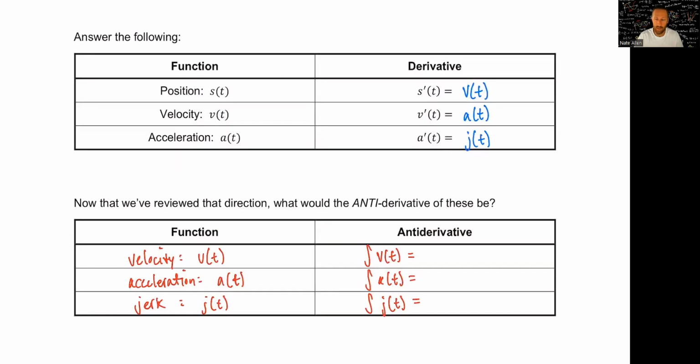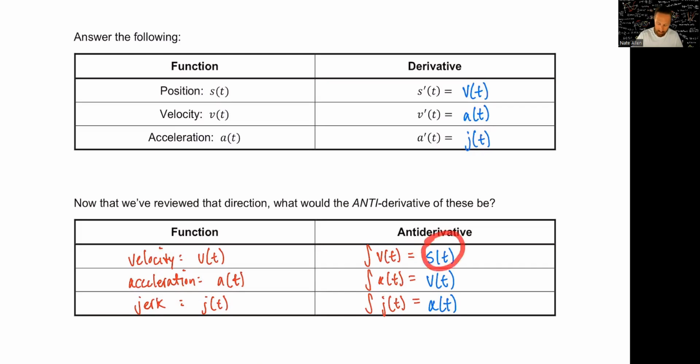So what would it look like if we took the antiderivative of our velocity? How do we undo velocity? Going a step backwards, we're talking about the position. Or acceleration, velocity, jerk would be our acceleration. So like I said, we worked very, very hard for a very long time on differentiation, but that's because now that we're doing the antiderivative, we're just working backwards.